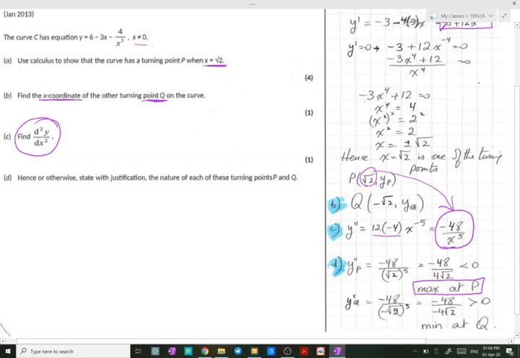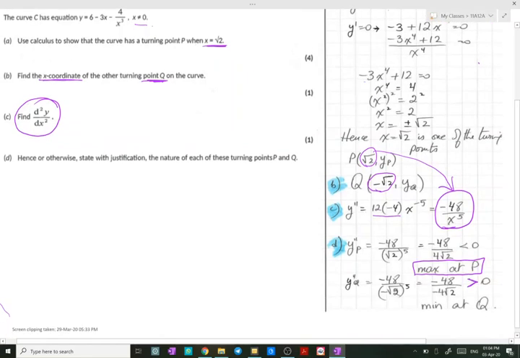You take the value for x of Q and you replace it also in the second derivative, and then you are going to see that using algebra it's greater than 0, so it's positive, therefore the turning point Q is a minimum point. These are rules that you should memorize so that you can solve these kinds of questions.